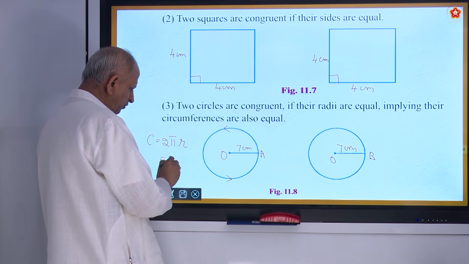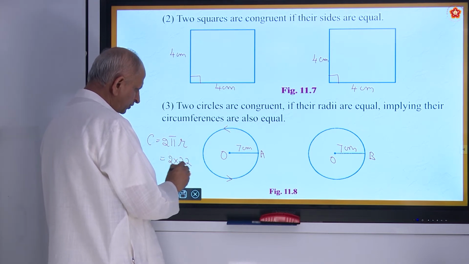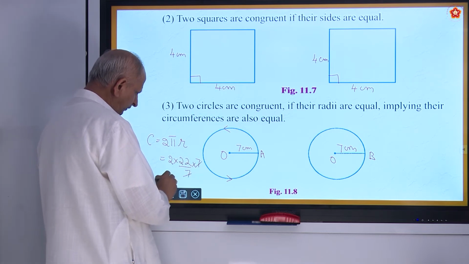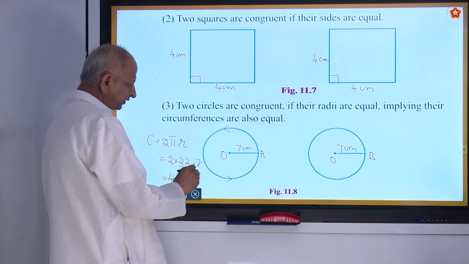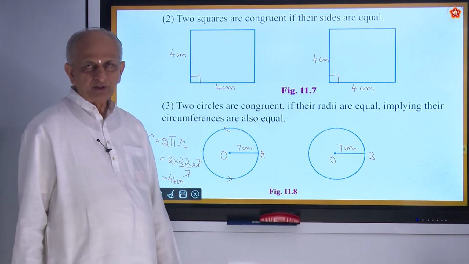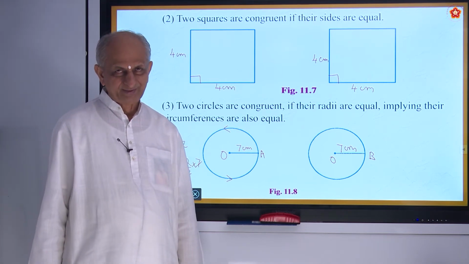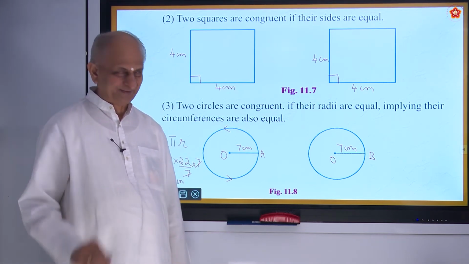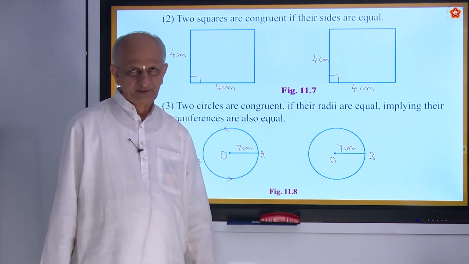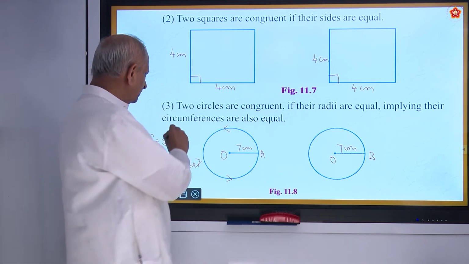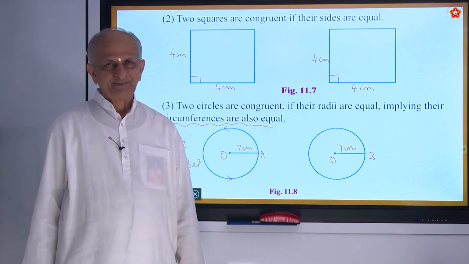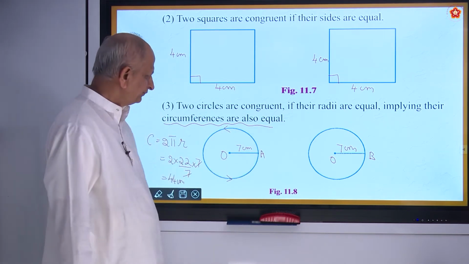So 2 into pi into 7, suppose the radius is 7, you get 44 centimeters. Same thing here also, 44 centimeters. So these two are called congruent figures, congruent circles, provided the radii are equal. When radii are equal, circumferences will also be equal. So these are some of the congruent figures.